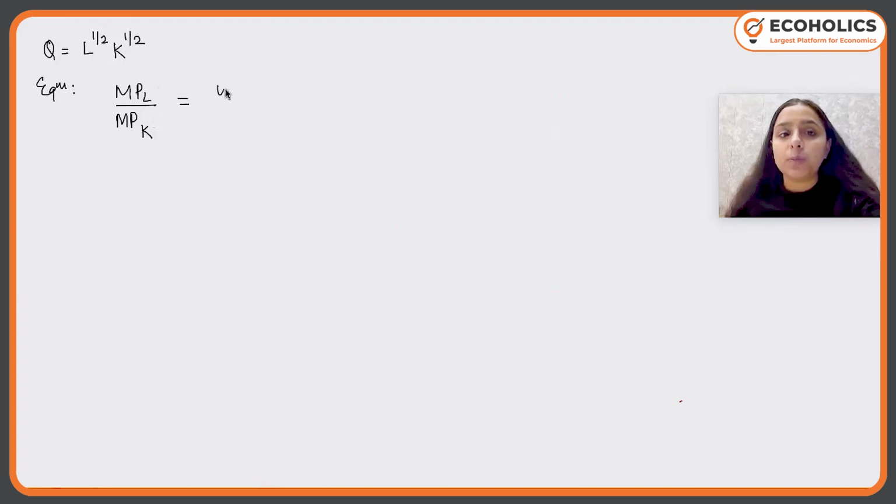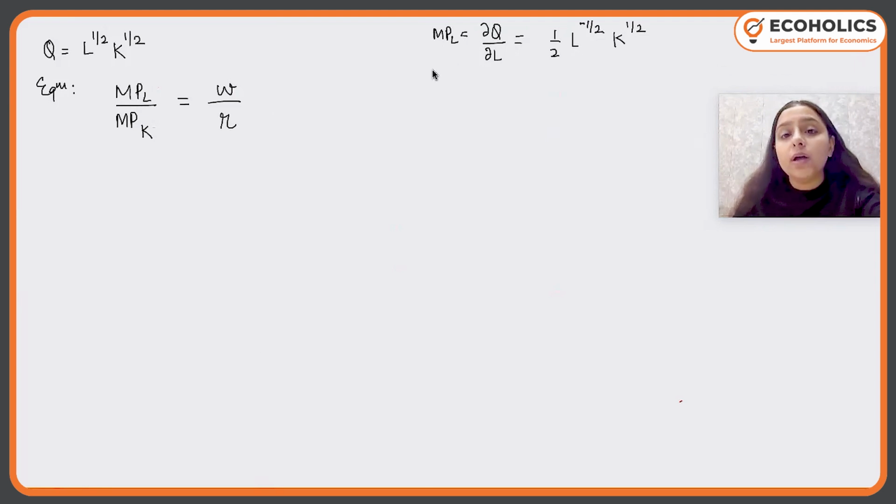So labor is being paid W and capital is being paid R, that is the rent over here. So I have to solve this. On a side note, I'm solving for the value of MPL. MPL is the partial derivative of Q with respect to L. So that would be half L raised to the power minus half, K raised to the power half. Likewise, MPK, marginal productivity of capital, del Q by del K, is half L raised to the power half, K raised to the power minus half.